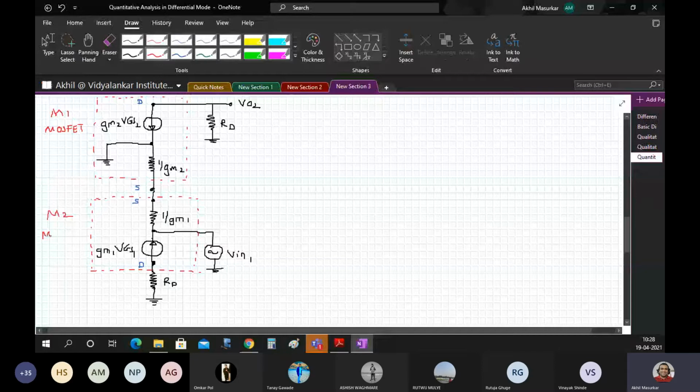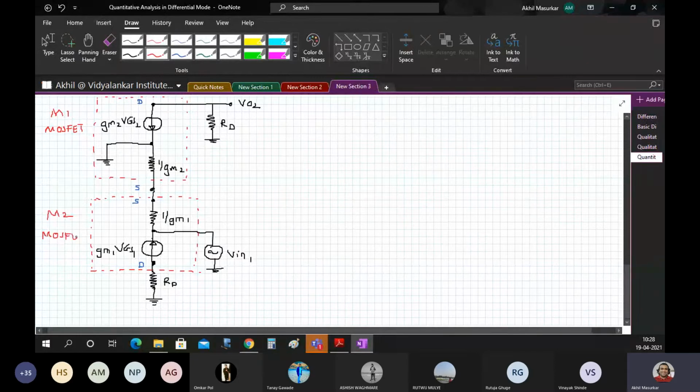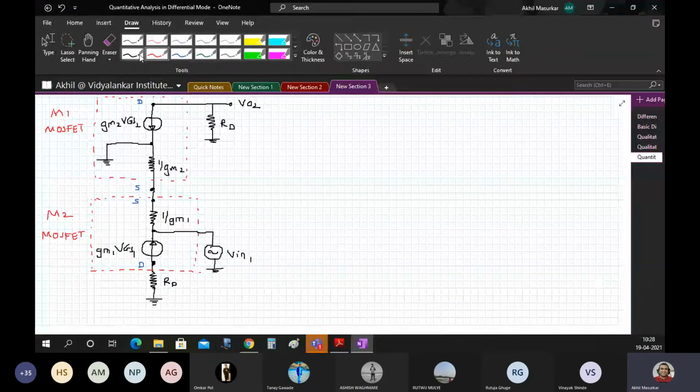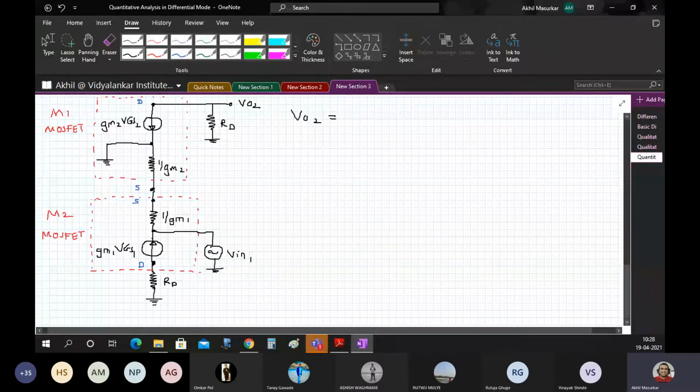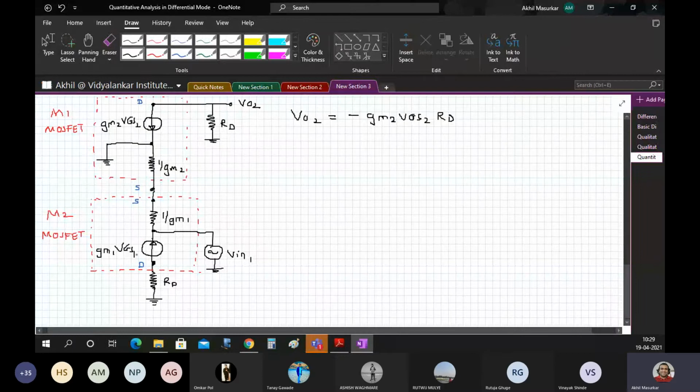Now we have to apply a few logics. One we can apply very quickly: V02 is equal to minus GM2 VGS2 into RD. That is the first thing. Now we have to write V in 1. Either you can write V in 1 in terms of VGS1, GM1 VGS1, or in terms of GM2 VGS2.